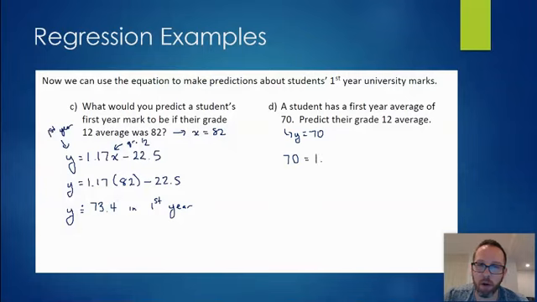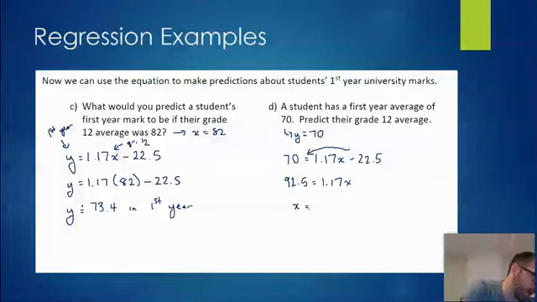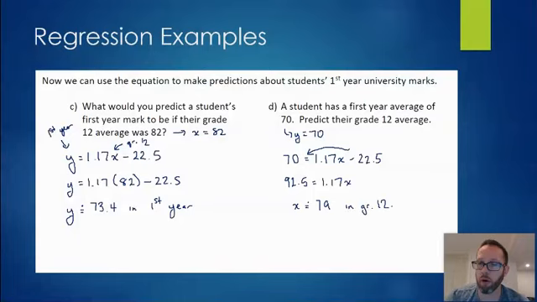So we can still use our equation, just solving for x in this case, the independent variable. And you guys have been solving linear equations your whole life, so we don't need to review how to do that. You might have different ways of showing it, but I'll add 22.5 to both sides, and then I'll divide by 1.17. So 92.5 divided by 1.17, we get about 79. So a student who got 79 as an average in grade 12, according to our model, can maybe expect to have a first year average around 70.